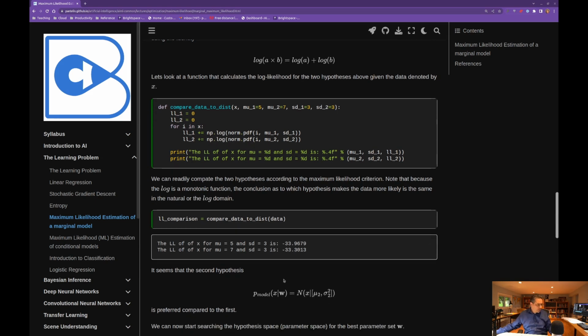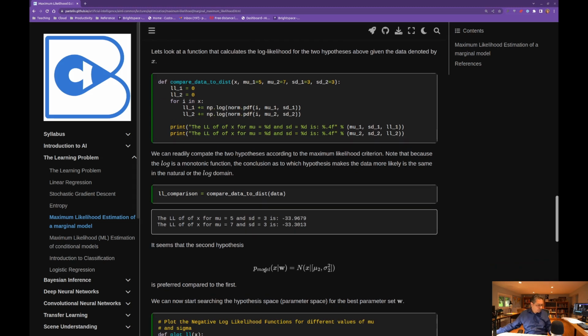We can select the maximum, or equivalently select the minimum of the negative log likelihood. In this case, we don't calculate the negative log likelihood, but just the log likelihood, and evidently the hypothesis that corresponds to minus 33.30 corresponds to the hypothesis of mean 7, standard deviation of 3. So this one is the maximum log likelihood, and that's going to be the better hypothesis out of the two. Remember, we only offered 2 hypotheses, and we just need to select one of the 2.